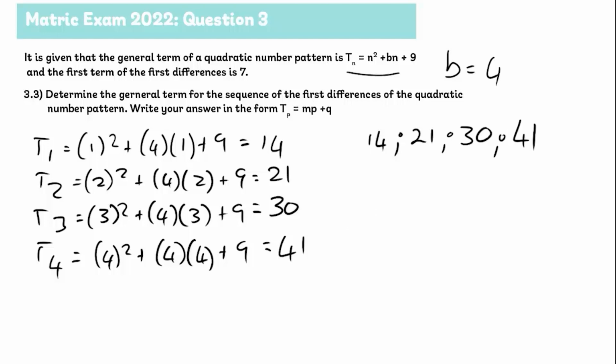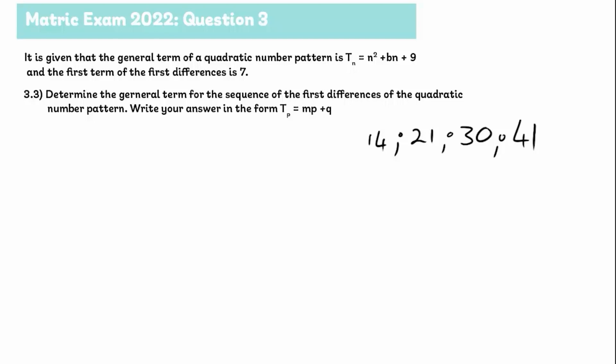Let's just clear the screen. But it asks us to determine the general term for the sequence of the first differences. So we have to get to the first difference. So 21 minus 14, 30 minus 21, and 41 minus 30. So 21 minus 14 is 7, 30 minus 21 is 9, 41 minus 30 is 11. So now these are the first differences. So we have to calculate the difference here, and what we get is 2 and 2.